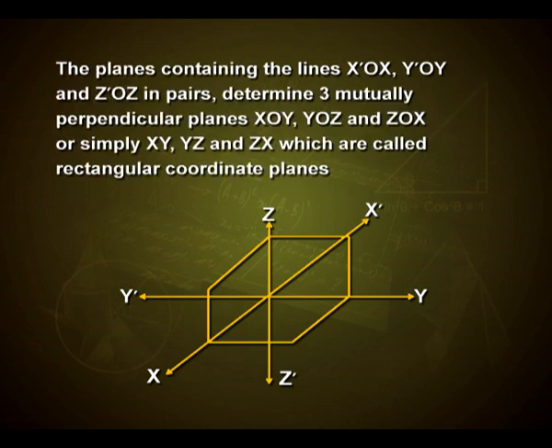The planes containing the lines X'OX, Y'OY and Z'OZ in pairs determine three mutually perpendicular planes XOY, YOZ and ZOX, or simply xy, yz and zx, which are called rectangular coordinate planes.